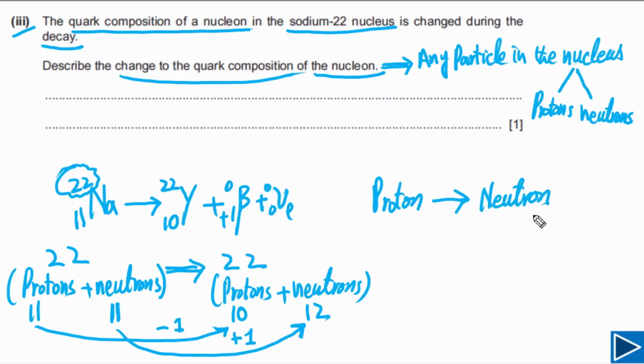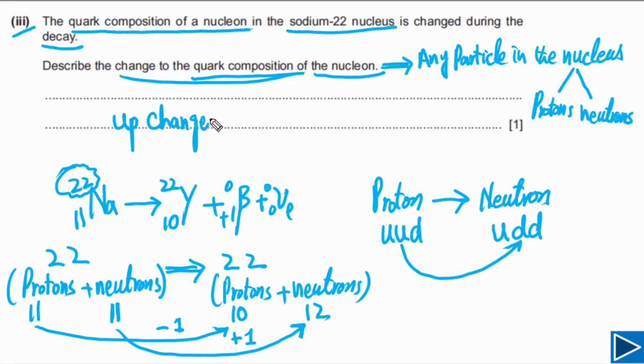Proton decays to neutron. And the quark composition of proton, it has 2 up quarks and 1 down quark. And neutron has 1 up quark and it has 2 down quarks. Describe the change to the quark composition. So simply we can say in this case one up quark decays to down quark. Up quark changes to down quark, and that is the change in quark composition. This question has only 1 mark, so this is the 1 mark.